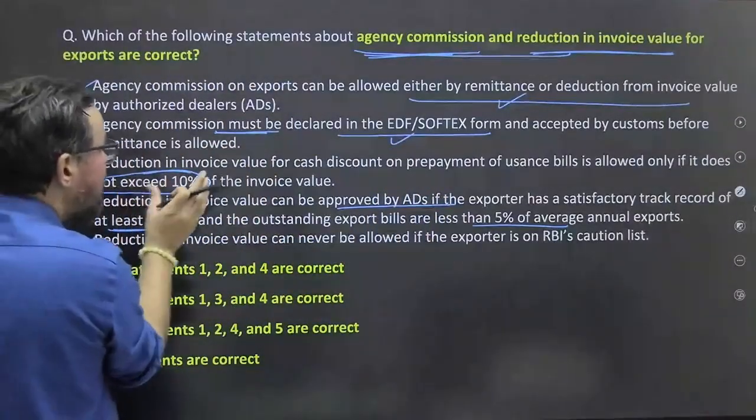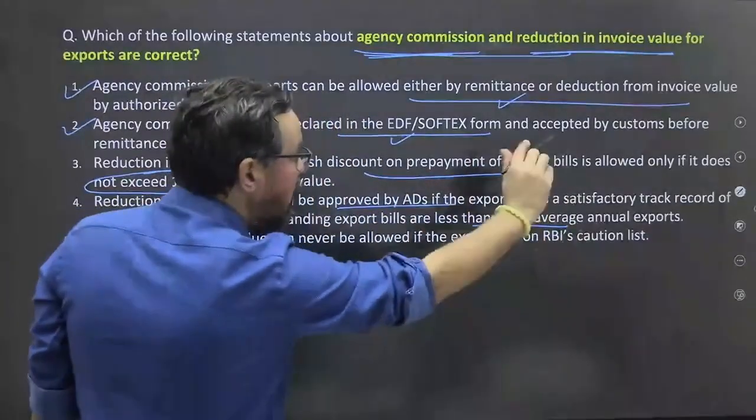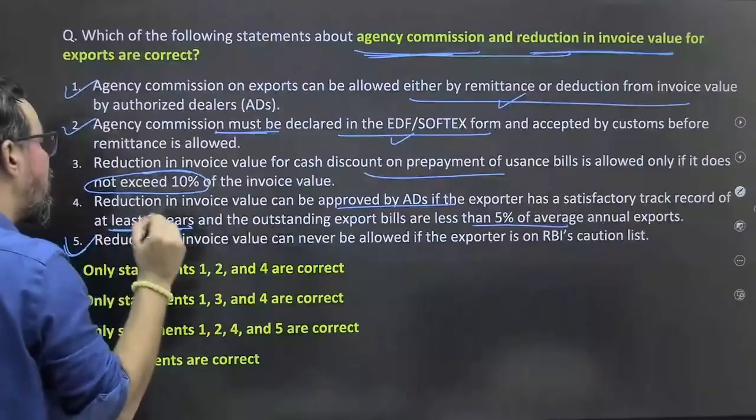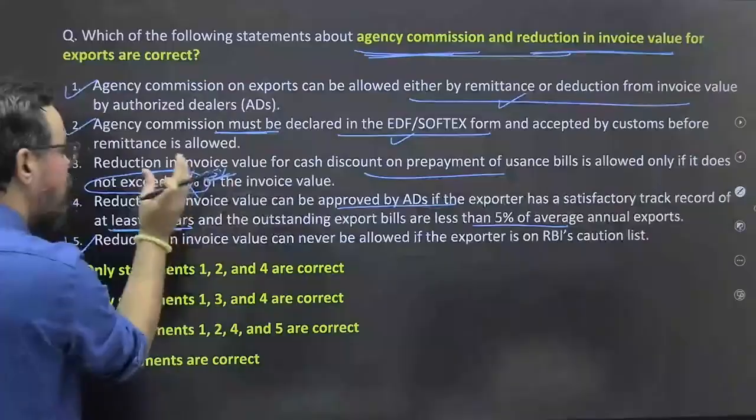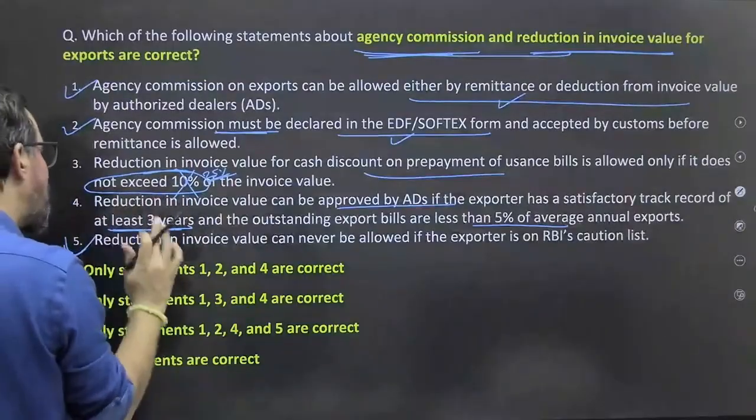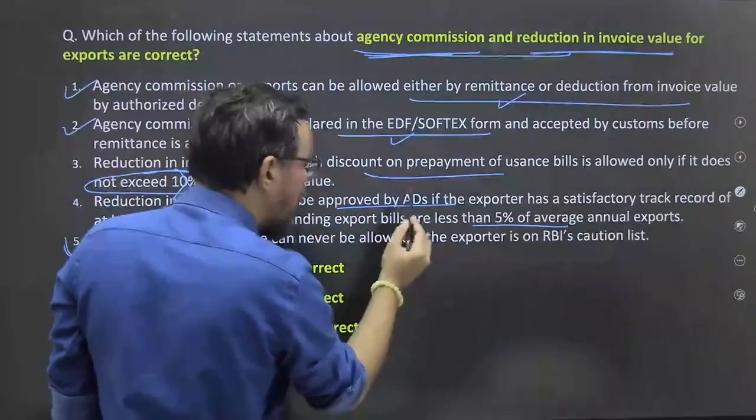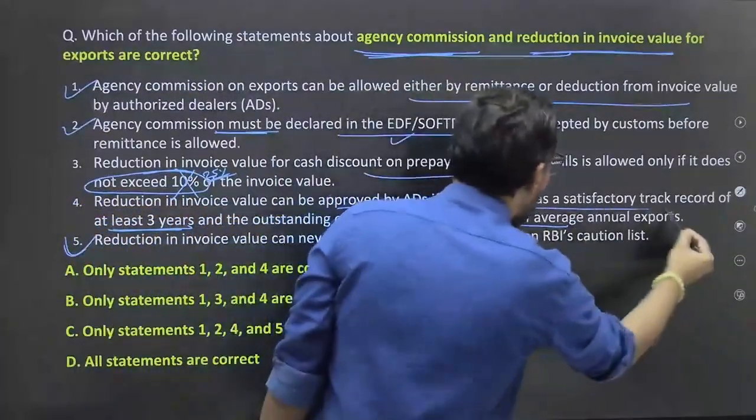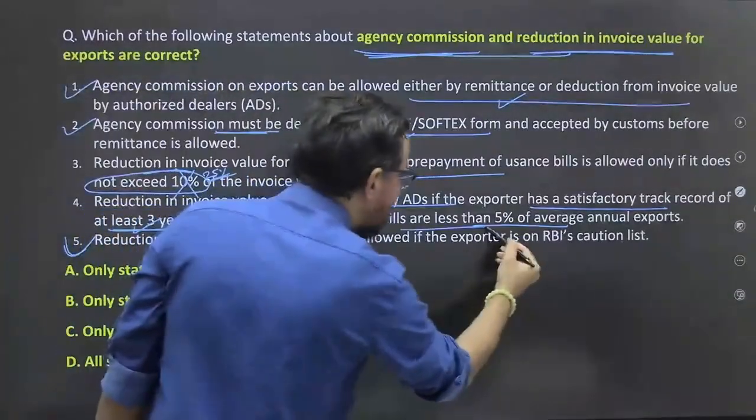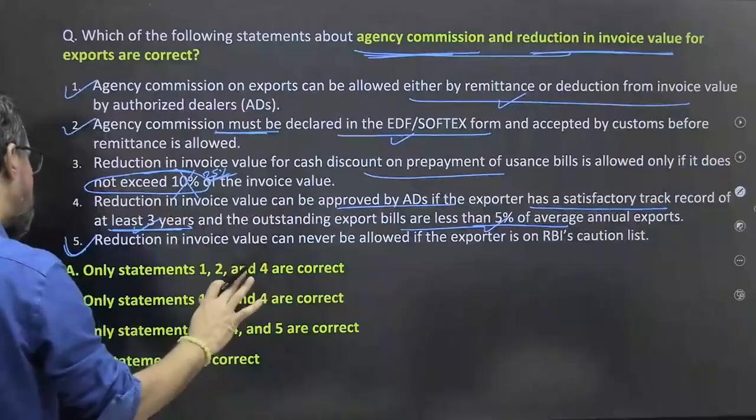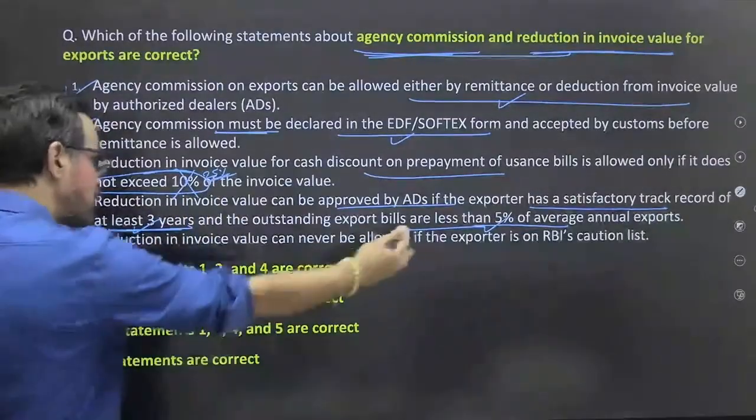Reduction in invoice value for cash discount on repayment of usance bills is allowed only if it does not exceed 25% of the invoice value. The reduction in invoice value can be approved by authorized dealers if the exporter has a satisfactory track record of 3 years, and the outstanding export is less than 5% of average annual exports. If it is more than 10%, we put that exporter in the caution list also. So it is 5%, true.